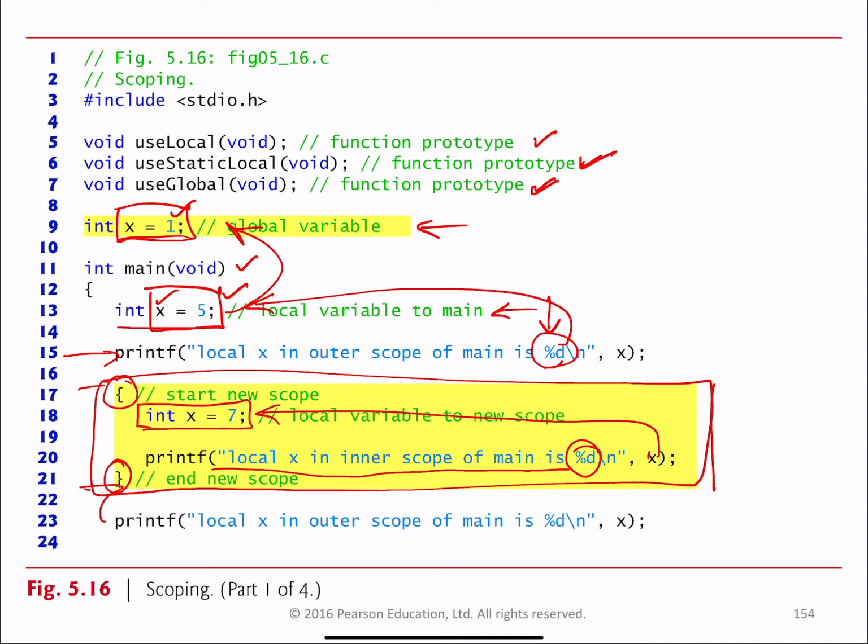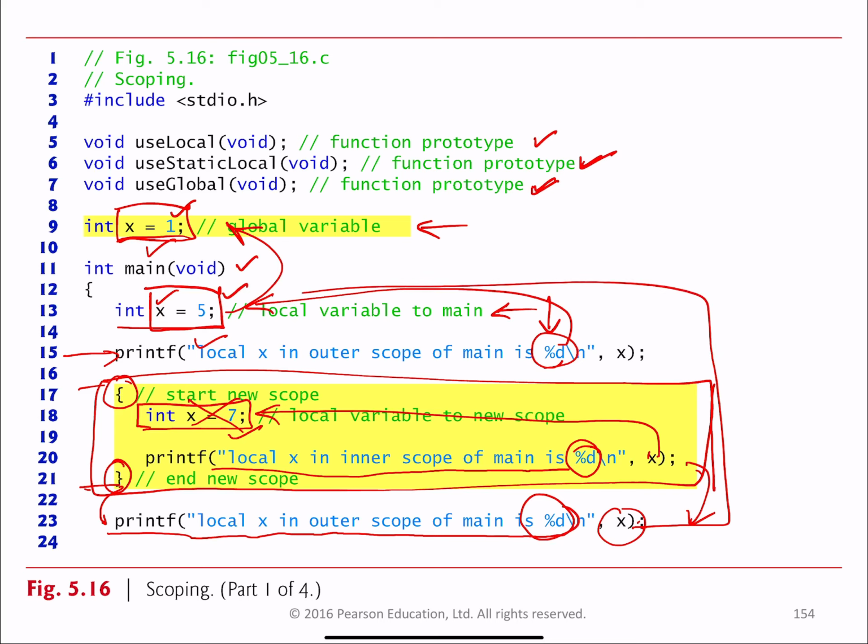Finally, we exit this inner scope and we have another printf statement. Local x in outer scope of main is, and prints out a value of x. Which x are we talking about now? Are we talking about this one, or this one, or this one? Well, we are outside of this scope that we created over here, which means this x, poof, has gone away. The only x I can be talking about right now is this one, because it is local. It is inside the main function where this printf statement is.